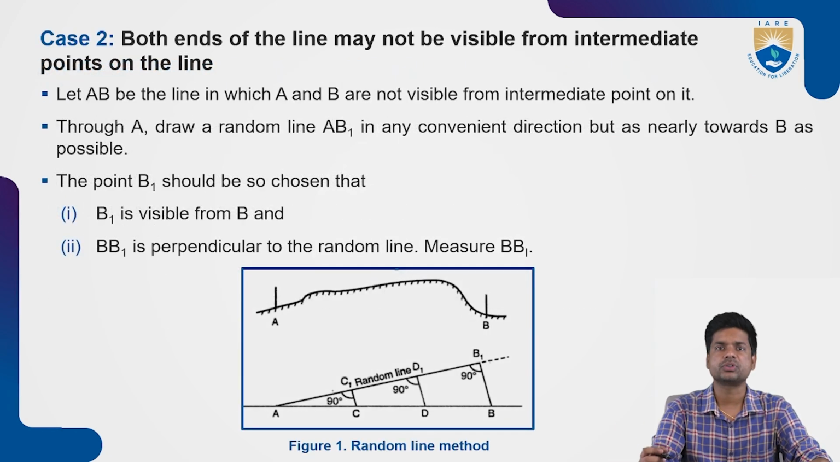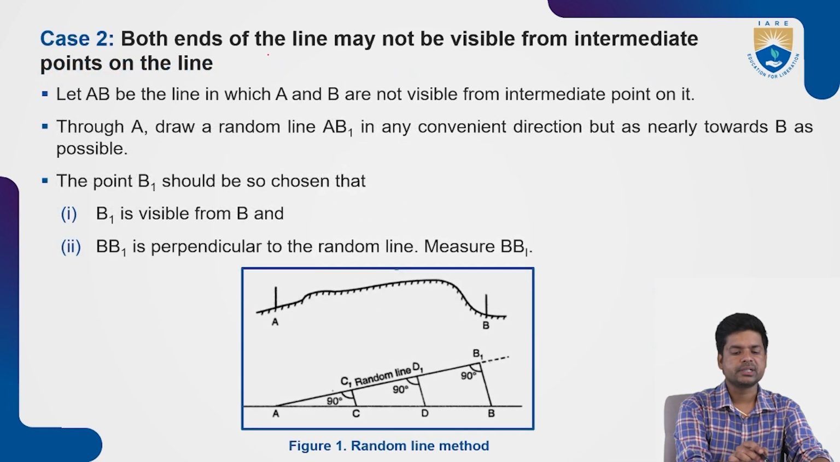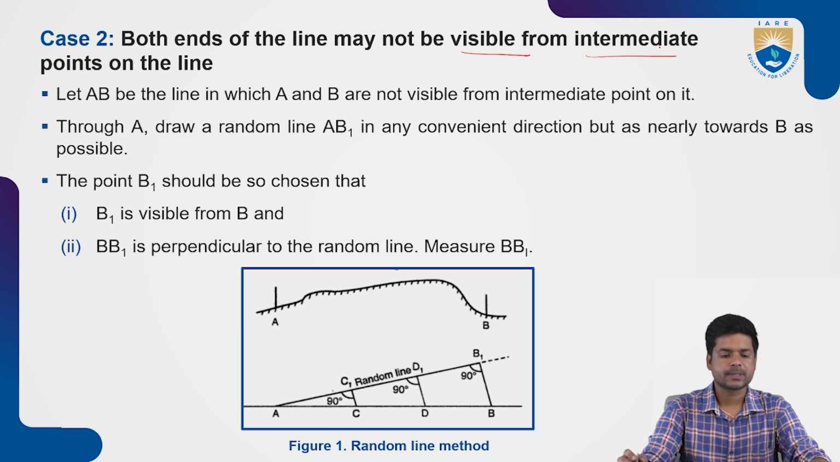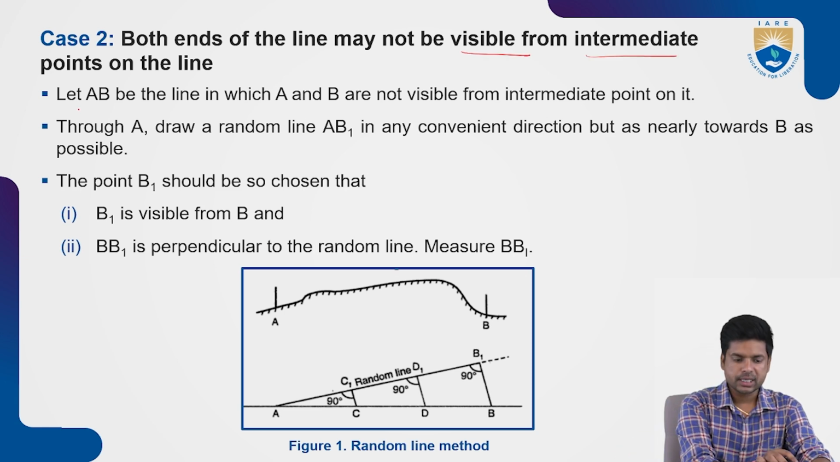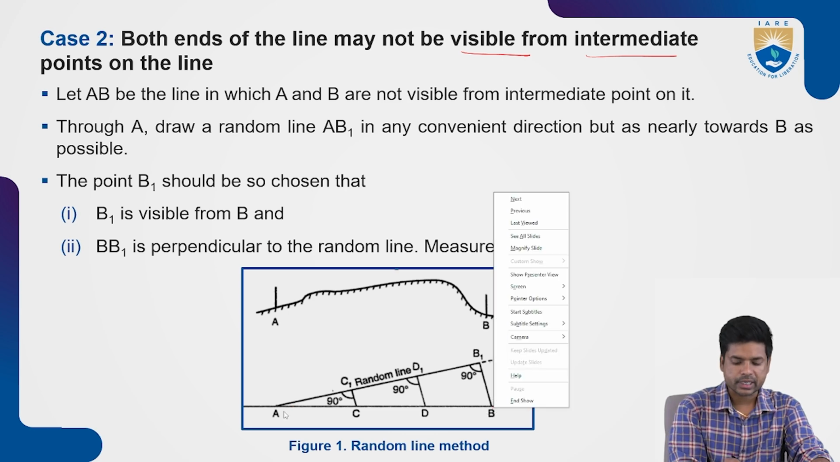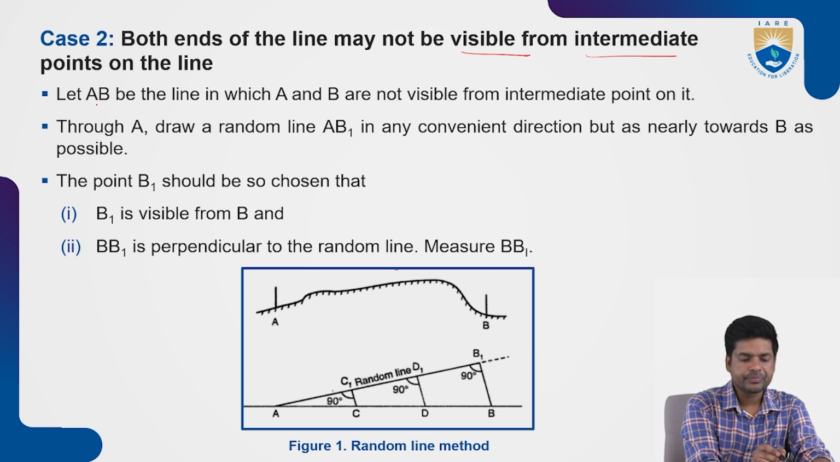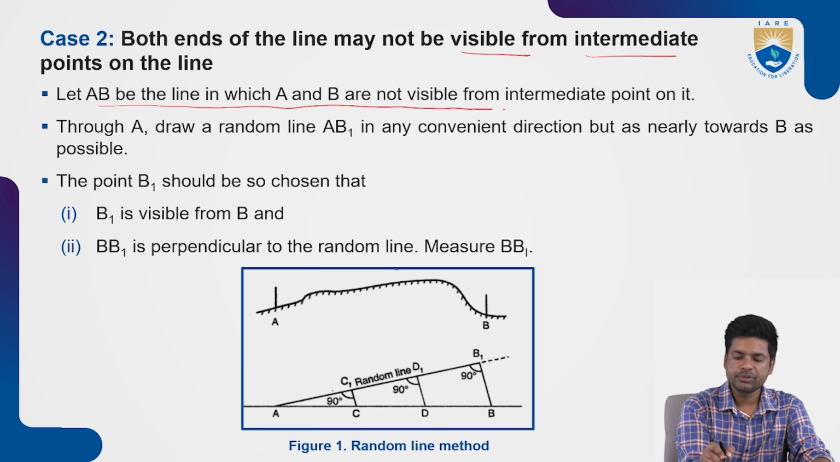Now we will discuss case 2, that is, both the ends of the line may not be visible from intermediate points. First, let AB be the line. Just consider line AB. Let AB be the line in which A and B are not visible from an intermediate point on it. Suppose this is the point A and this is the point B.